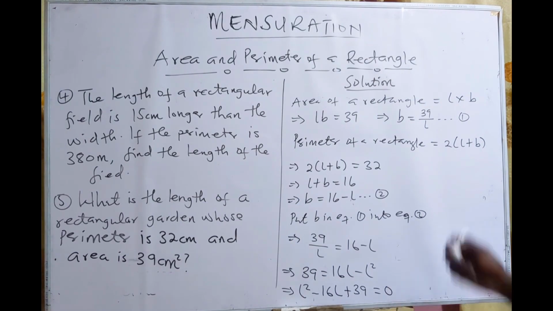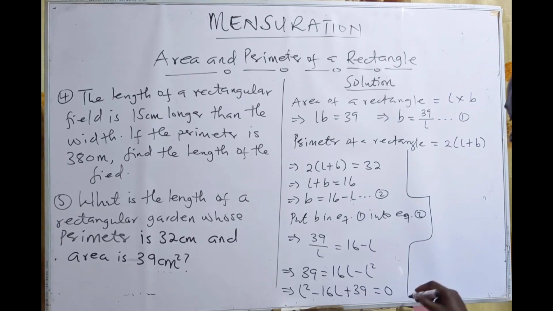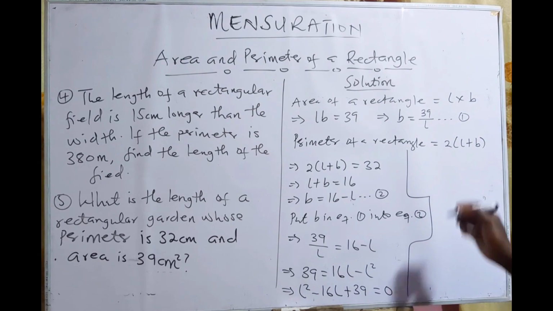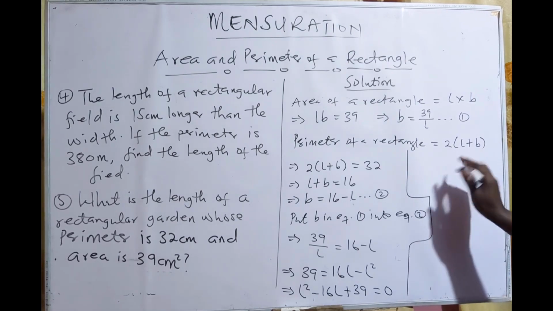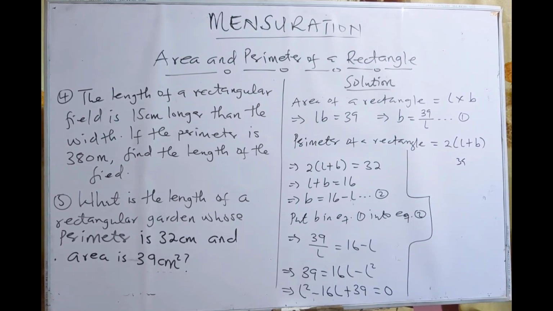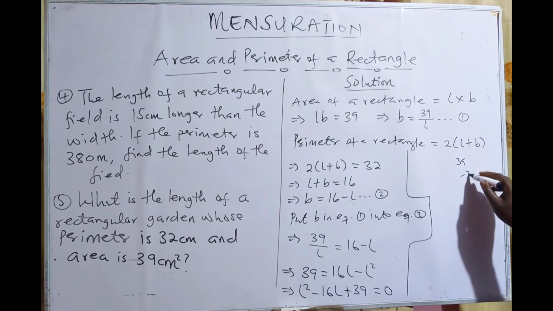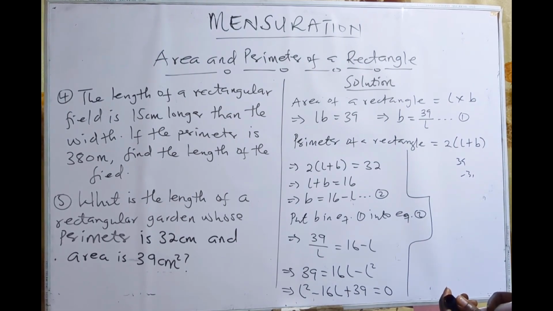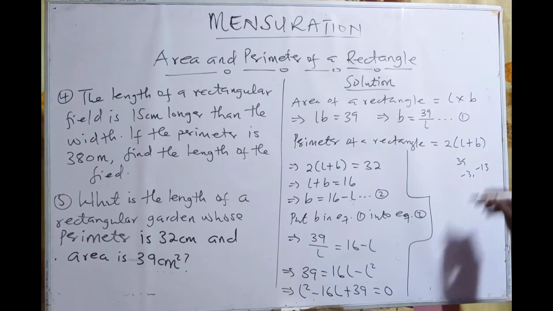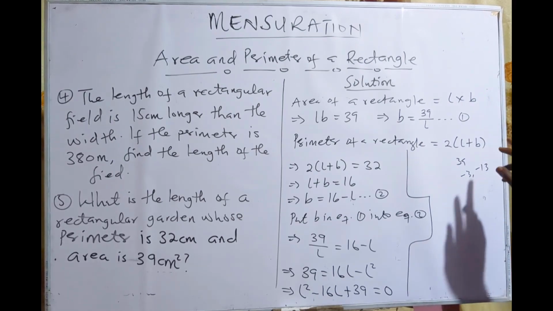Since we have a quadratic, let me continue from this side. The coefficient of the L squared is 1. Then you multiply by the constant, which is 39. Then you find two factors of 39 that, when you add, will give you minus 16. I think the two factors will be negative 3 and negative 13.